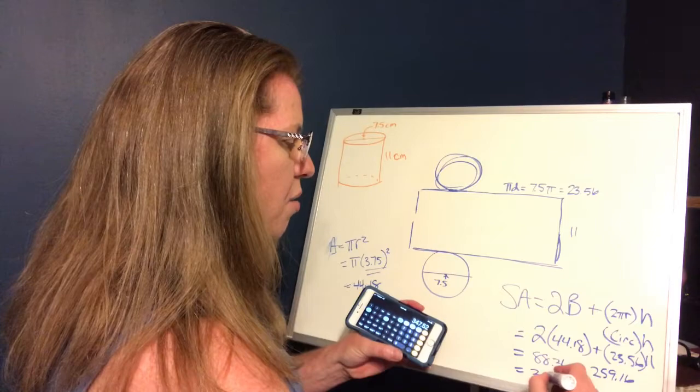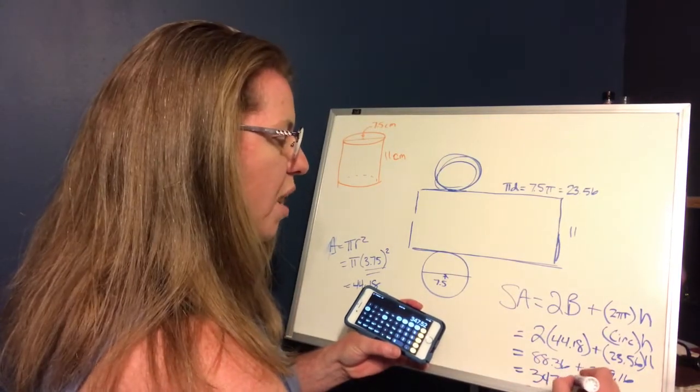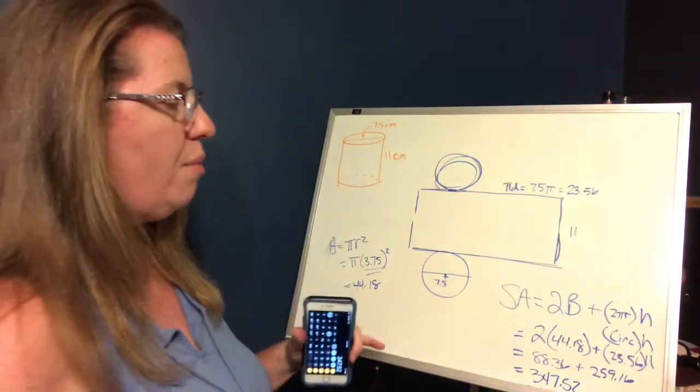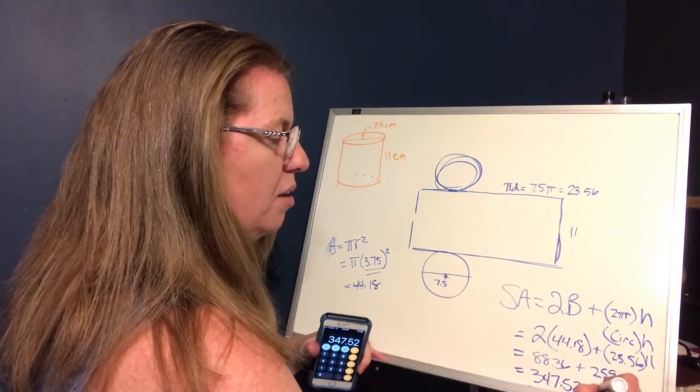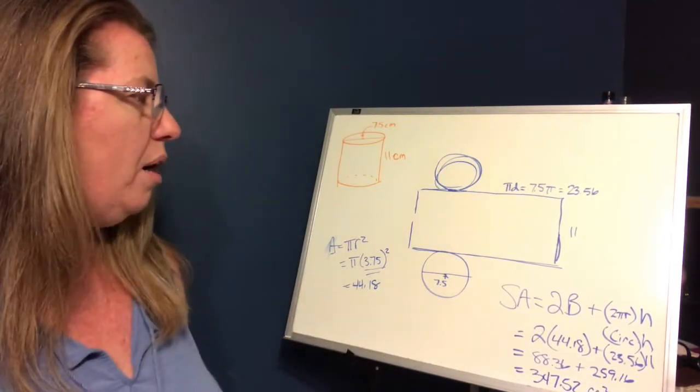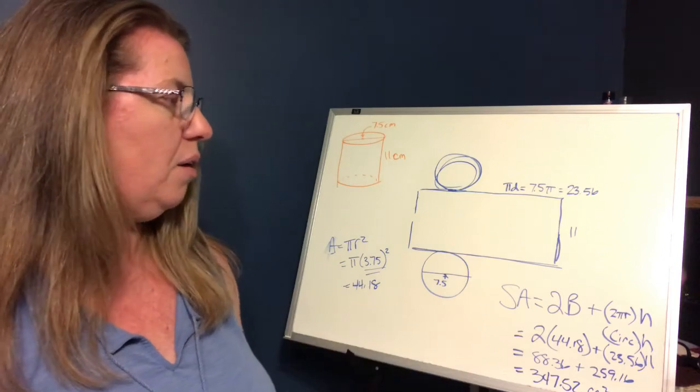When we add them together, we get 347.52. I did measure them in centimeters. Since it's area, it is going to be centimeters squared if they give you some units there. Okay?